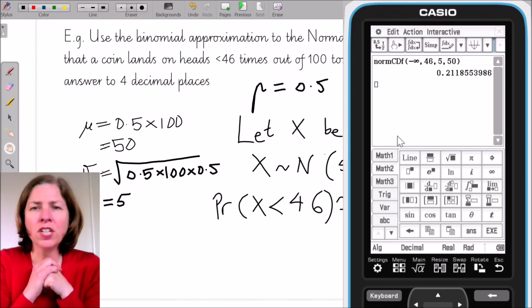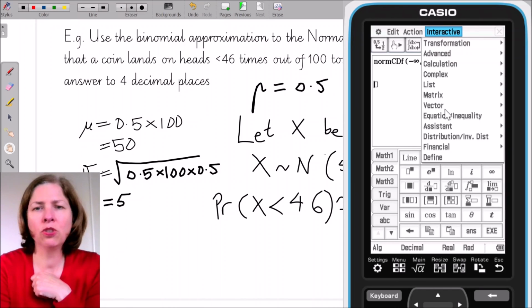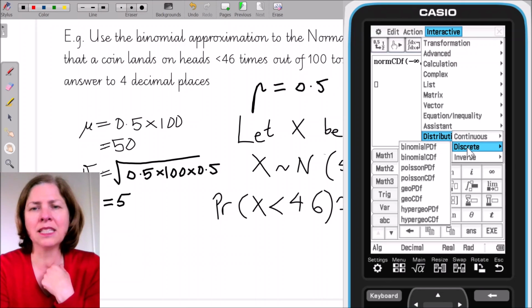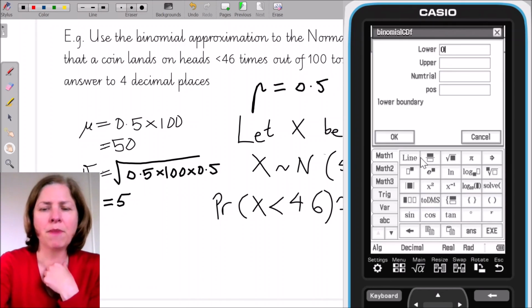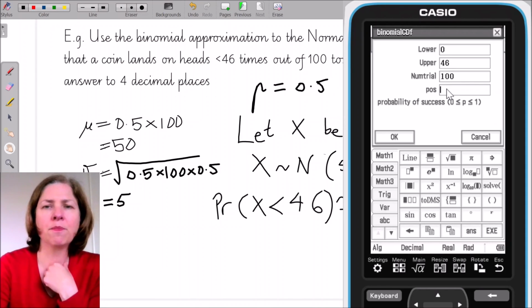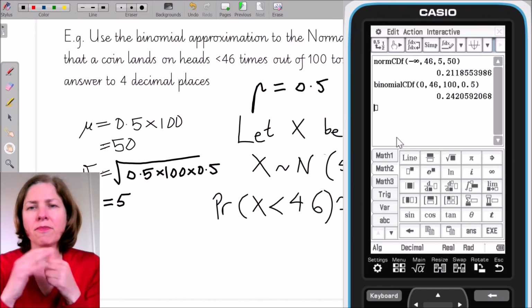Now before I go, I just want to show you one more thing. What does it look like if I actually use the binomial distribution to calculate this? So let's go to discrete, let's go to binomial CDF. My lower bound is 0, my upper bound is still 46. The number of trials is 100. And the probability of success is 0.5. So now I'm not using the normal information. This is how I would do it if I wasn't doing the approximation.